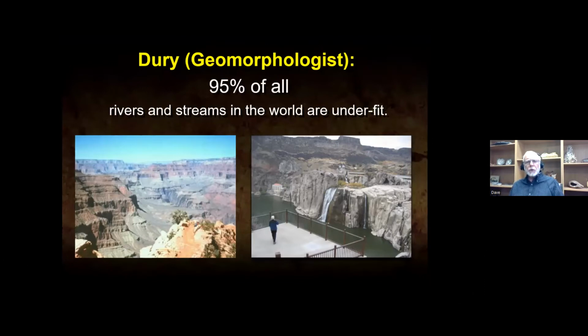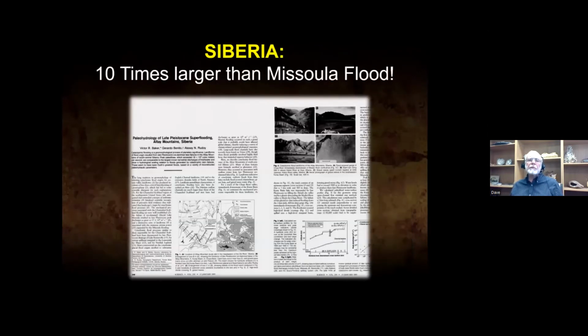Well, Dury, who's a geomorphologist, had actually looked at that and was concerned because where he looked, almost all of the rivers and streams in the world were what he called underfed. That means the present river channel or stream channel is not sufficient to carve such a big canyon. So there must have been much more water. And so that was Dury. You can look that one up if you want.